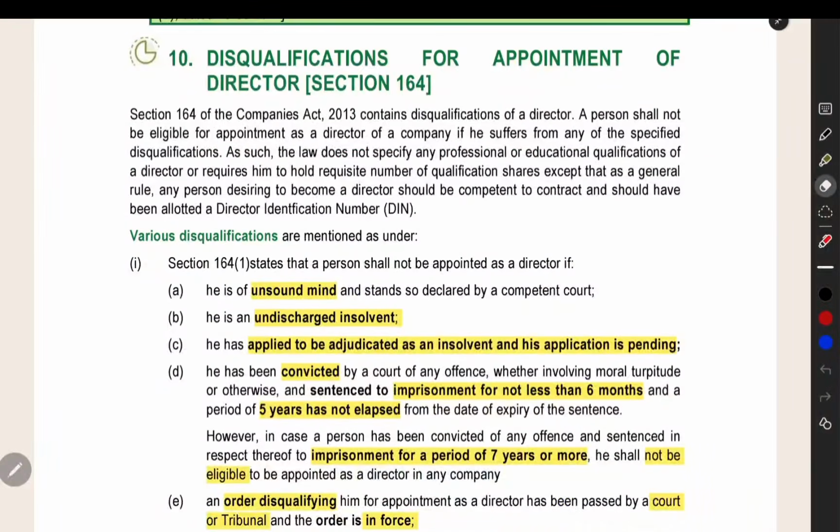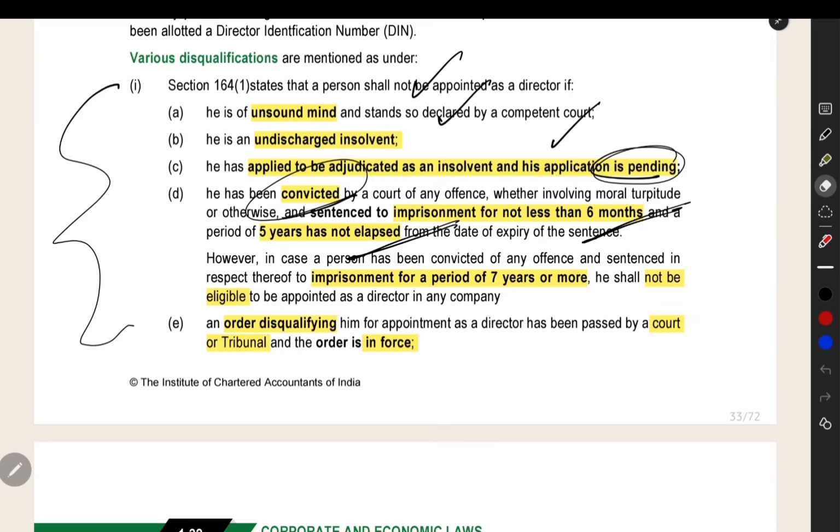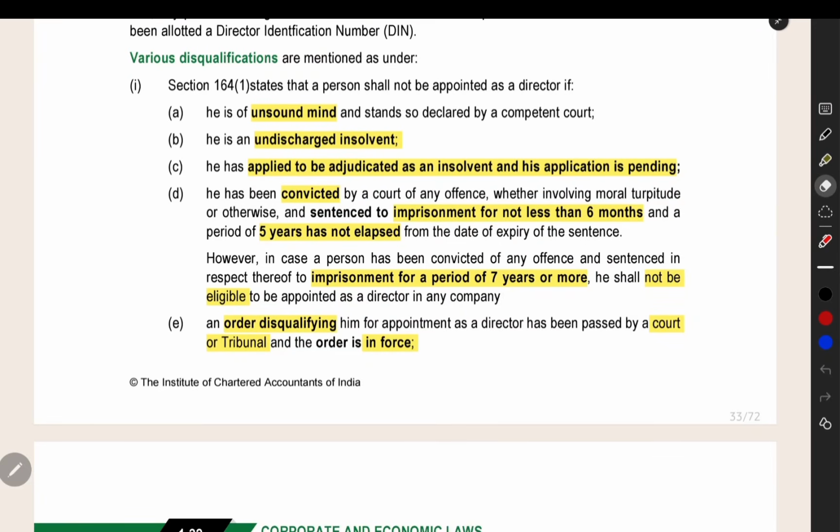Next, we are going to see about section 164, disqualification for director. For example, if he is of unsound mind, insolvent, or adjudicated as an insolvent, or his application is pending, or he is convicted by a court with imprisonment for not less than 6 months, minimum 6 months imprisonment, and 5 years of the period has not passed. Like that, if you are falling into some situations in this list, you will not be eligible to be appointed as a director.